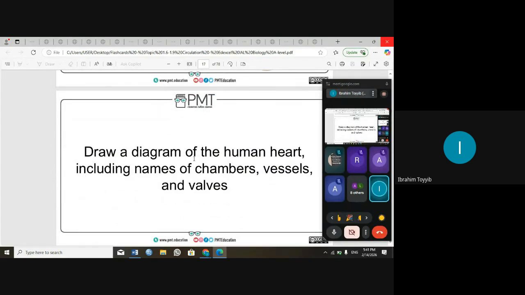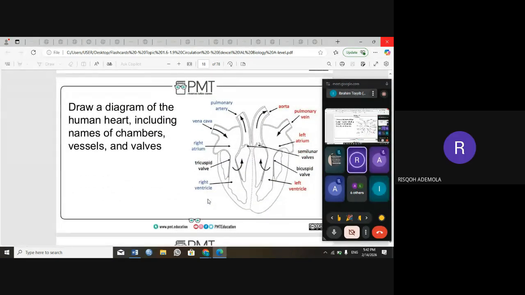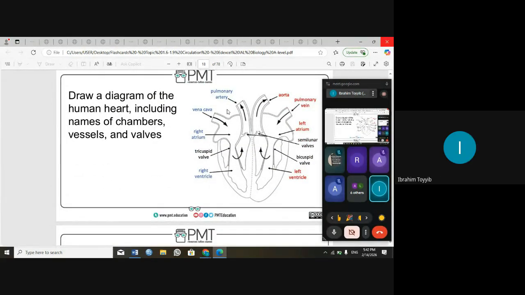So now draw a diagram of human heart including names of chambers, vessels, and valves. Can you do this? You can draw the heart now. You draw the superior vena cava, inferior vena cava, the right atrium, right ventricle, left atrium, left ventricle. You draw the aorta. You put the valves at each opening. You label it. Is it hard? How many of you have practiced it? It's not hard though.